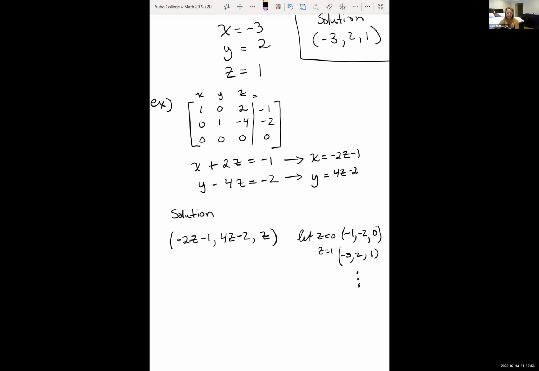If it's an independent system, those are the ones that we've pretty much looked at so far, then we always have one value that falls out for x, y, and z.